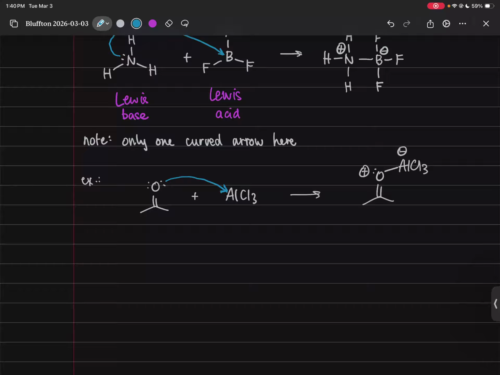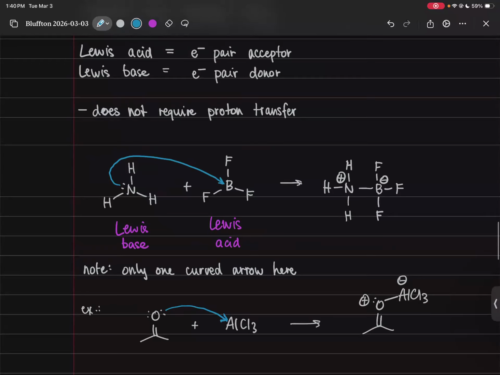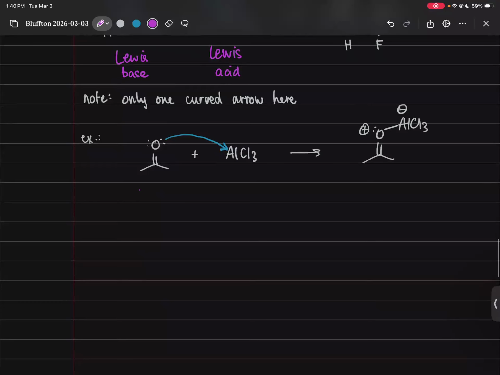The oxygen has 3 bonds and 1 lone pair. That gives it a positive charge. The aluminum has to have the opposite. If you really wanted to nitpick this, you could go in and calculate the number of electrons. Don't worry about that. But based on our rules, a Lewis acid is an electron pair acceptor. A Lewis base is an electron pair donor. So that means that acetone is a Lewis base. Okay.